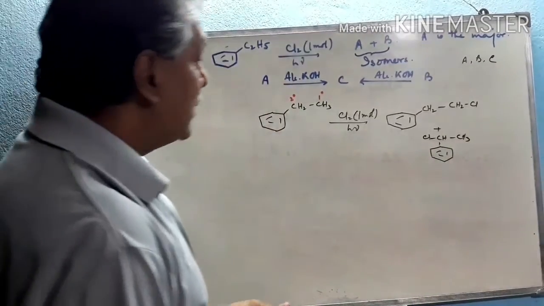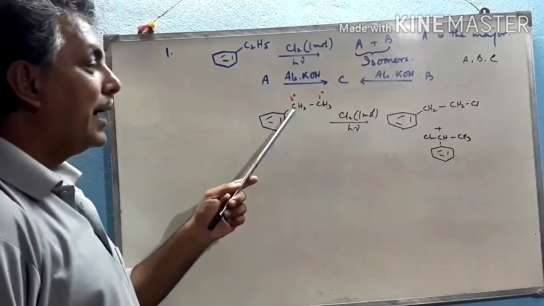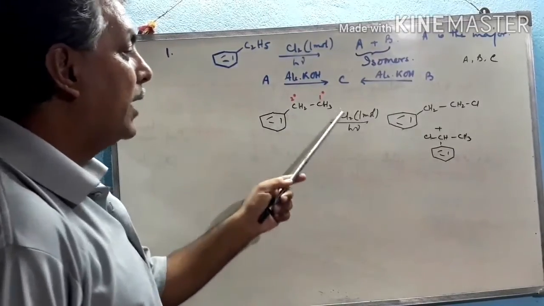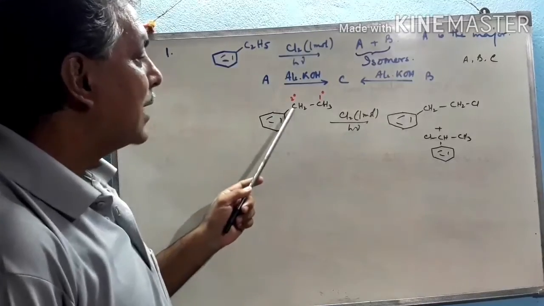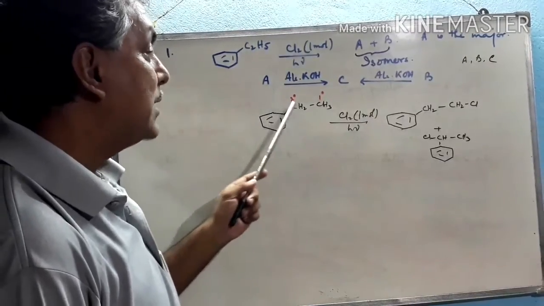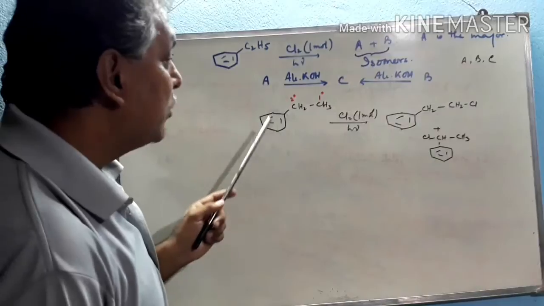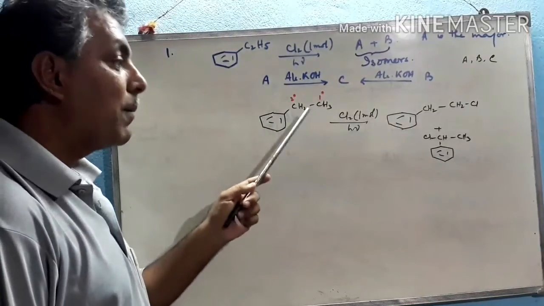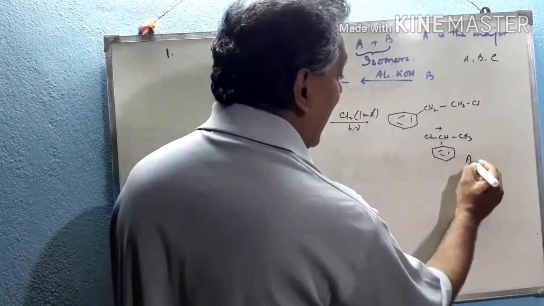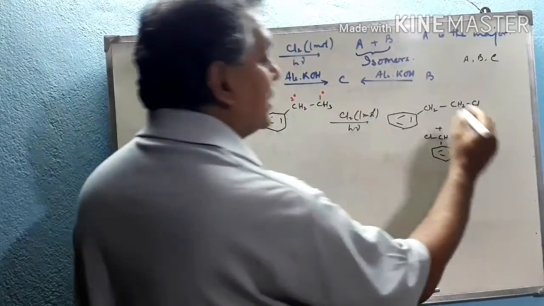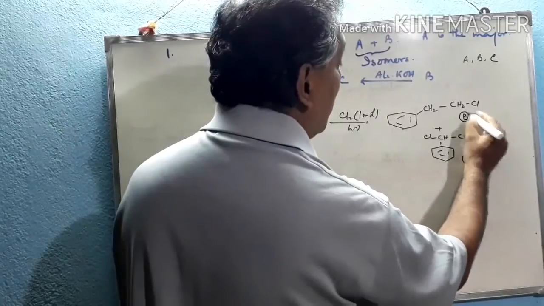But among these two structures, we know that 2 degree free radical is more stable than that of 1 degree, because 2 degree free radical enjoys the hyperconjugation stability as well as the resonance stability with the benzene ring. That's why 2 degree free radical is more stable. So this product will be the major, and hence this is A, according to the question, and this will be B.